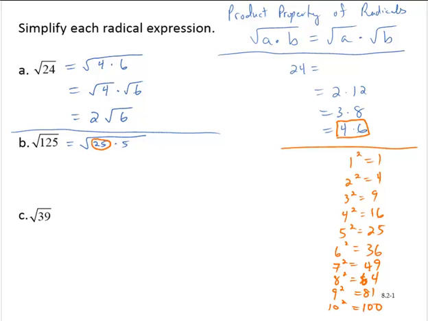Alright, so I'll break it up as the square root of 25 times the square root of 5 using the product rule. And the square root of 25 is 5, so I have 5 times the square root of 5.